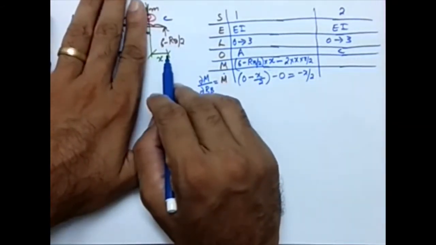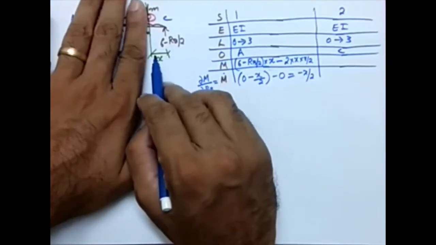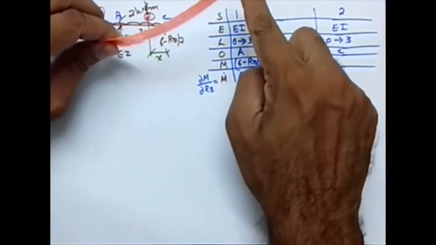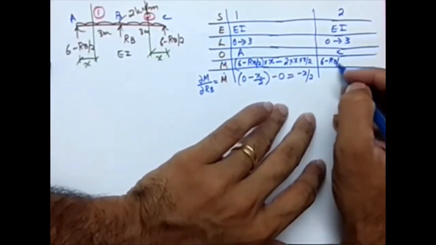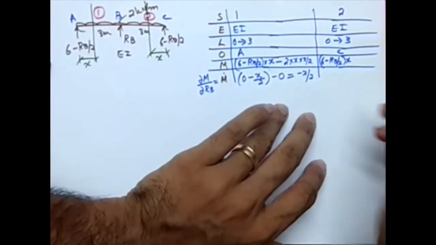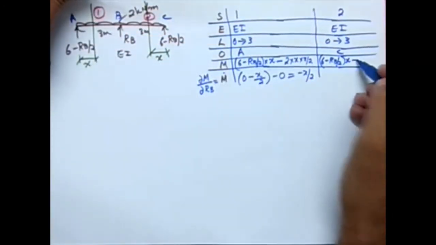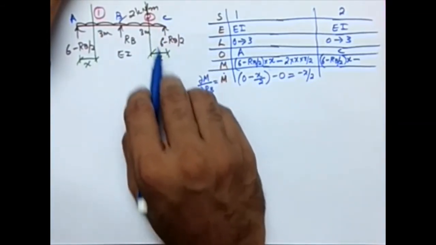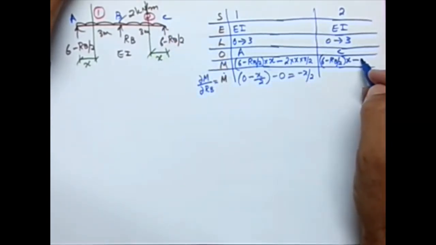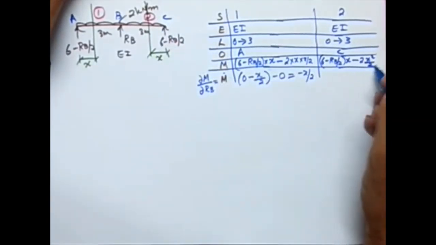6 minus Rb by 2 into x, right? Force times lever arm. Force times lever arm, and it is something like this. So it is sagging. So again, what I'm going to get here is 6 minus Rb by 2 times x. And then there is a UDL, and it is going to create a negative moment. So minus, and what will be the value? Magnitude is 2. Distance is x, so 2x is the force. Lever arm will be x by 2, so I'm going to get it as 2x square by 2.